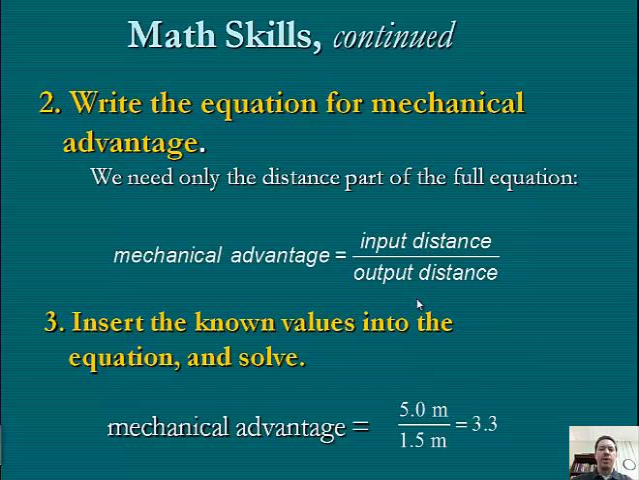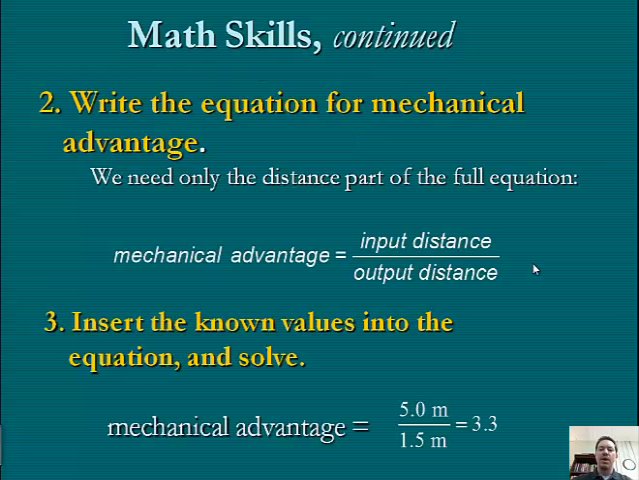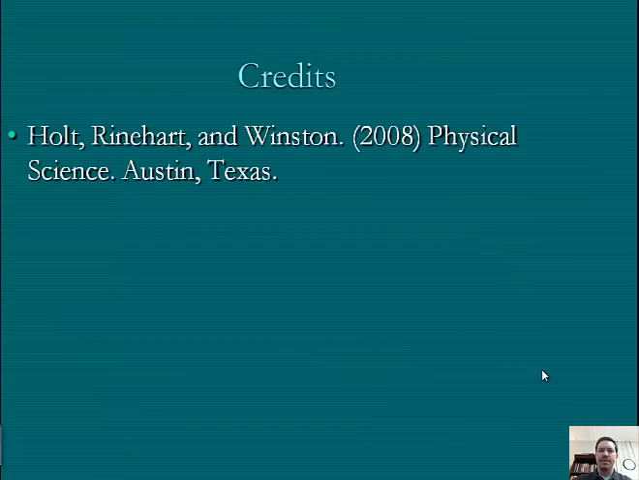Another thing I want to point out here: what was our original problem? Oh, we're talking about a ramp. So even though we are pushing up the ramp at 5 meters up this 1.5 meter incline, our mechanical advantage is 3.3. So, thanks for listening.